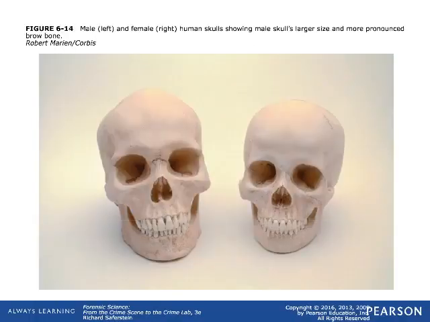Okay, we can also look at the skulls. So the male skull is bigger. The brow bone, above the eyes, is more pronounced. It's kind of heavier. The jawbone is usually more pronounced. The cheekbones are more pronounced compared to the female.